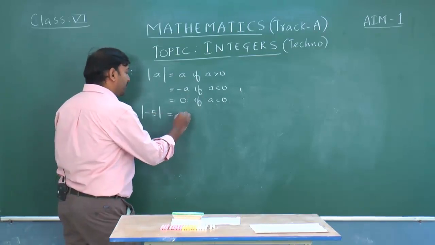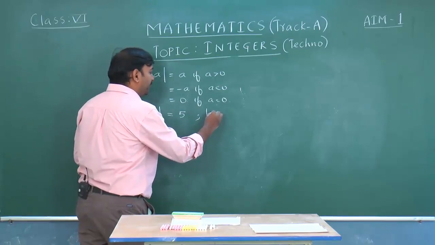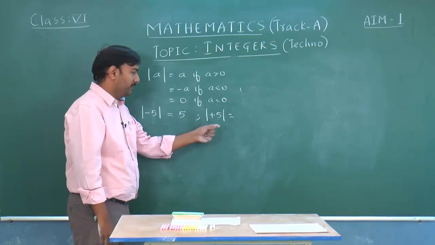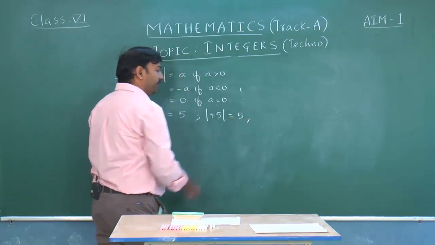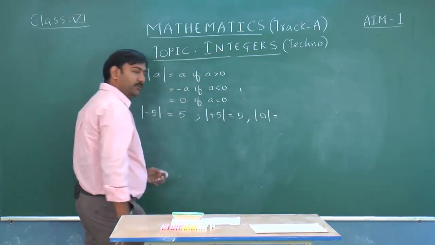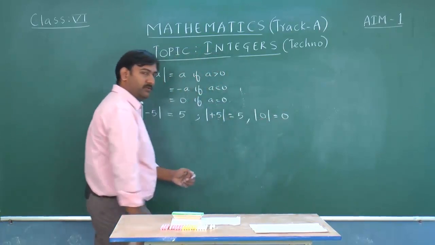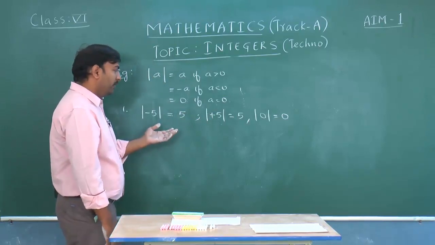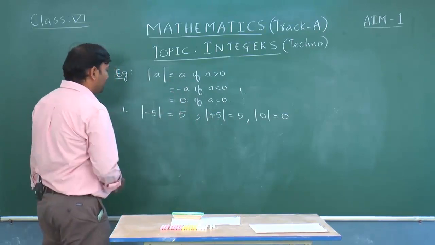So that means the number is going to be 5, having neglected this sign. In case I take the absolute value of plus 5, as per the definition, the absolute value of a positive integer is the number itself neglecting the sign. That means the number is going to be 5. The example for 0: the absolute value of 0 is nothing but 0 itself, because 0 is neither positive nor negative. So here we have discussed some examples. How are we going to relate these examples to the definition we have learned already? Let's observe carefully here.